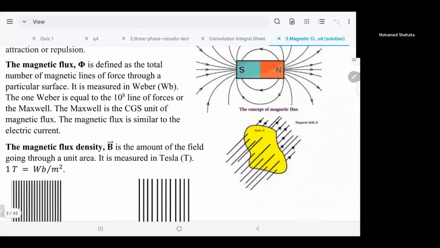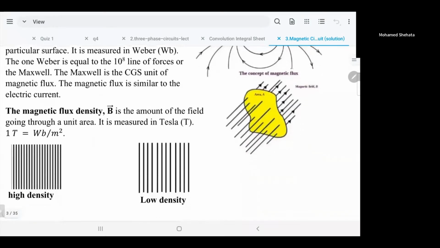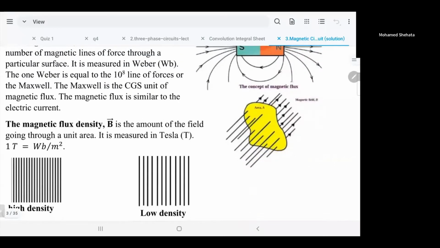The total flux is equal to the density times the area, but not an area in the direction of the area itself. So P is the flux density. It's equal to flux per area. What about the unit? Weber. The flux is in Weber and the area is in meter squared, so when you divide Weber per meter squared, you get the unit of the flux density, Weber per meter squared, and you call it Tesla. That's the unit of the flux density.